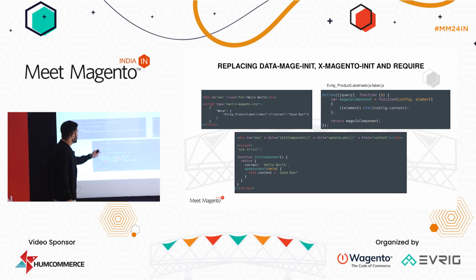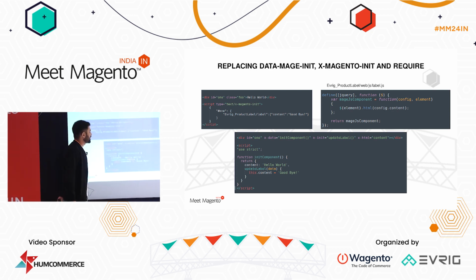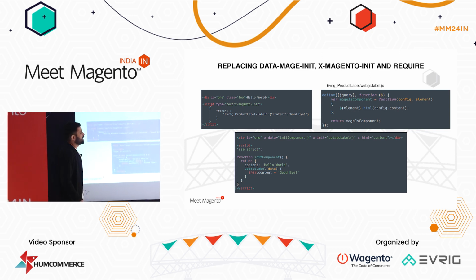I have created an element with ID 1 and I have initialized the component, and inside the x-init function I have updated the content of that element. So you can see that we are just using a script tag in the same file, and we are not calling any external file. So this improves our page speed, and it will not block rendering in our page speed performance.